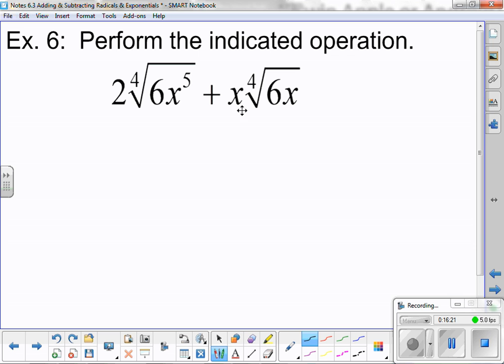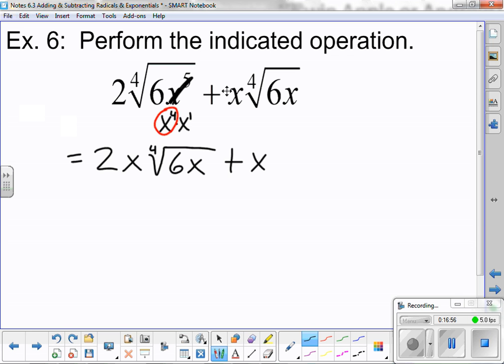Anyway, so let's focus back in on the problem. 6x, 6x to the fifth. So the 6's are fine. I can leave those inside of there. That looks fine. X to the fifth, I need to turn it into an x in order to make this match. So x to the fifth, I'm looking for perfect fourth powers. So x to the fifth can be broken down to x to the fourth times an x to the first power. That's your new x to the fifth. So this thing's coming out because it's a perfect fourth power. So you're going to get 2x fourth root of 6x plus x fourth root of 6x.